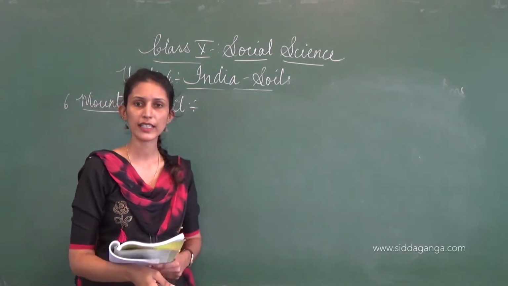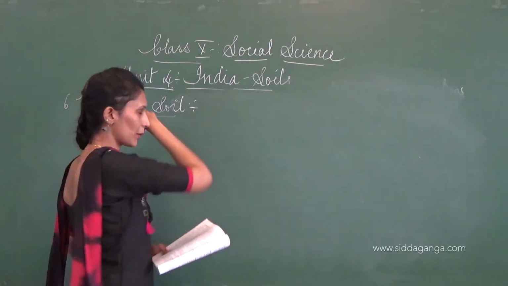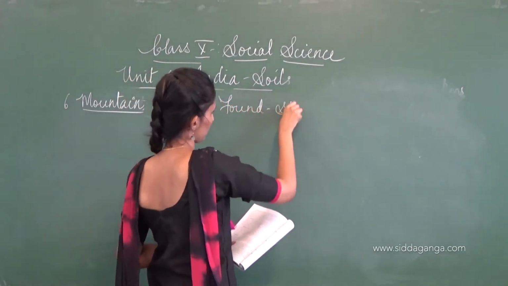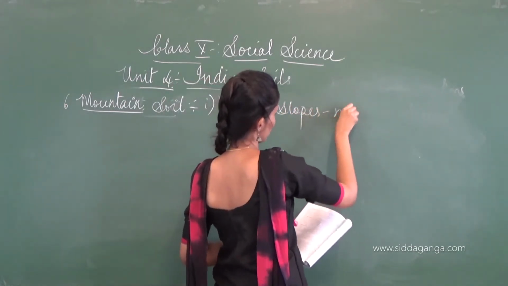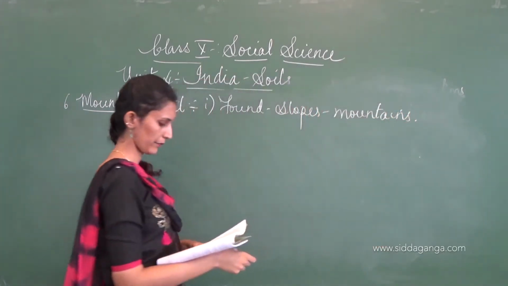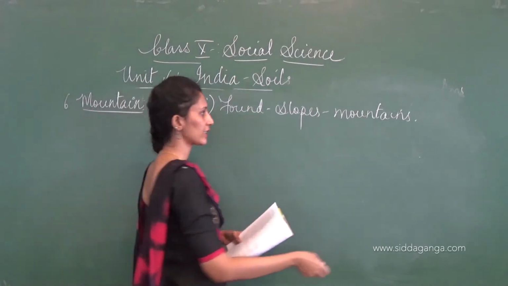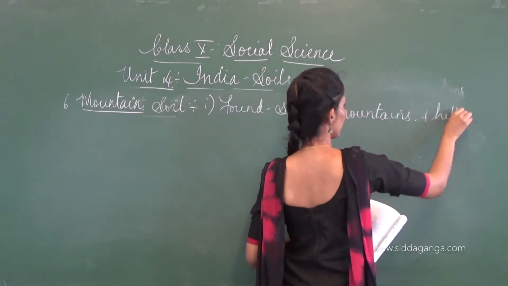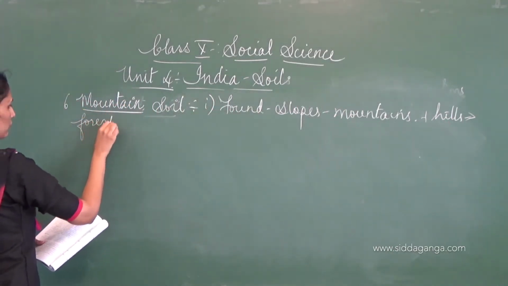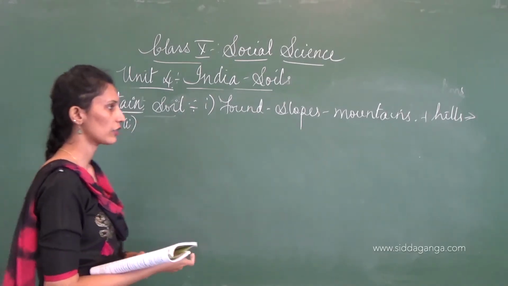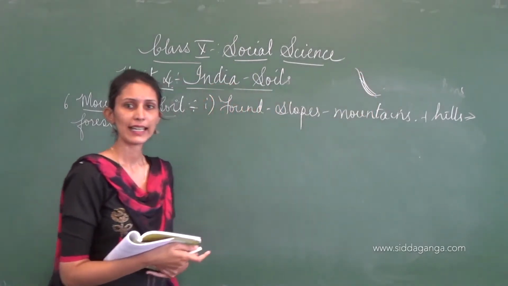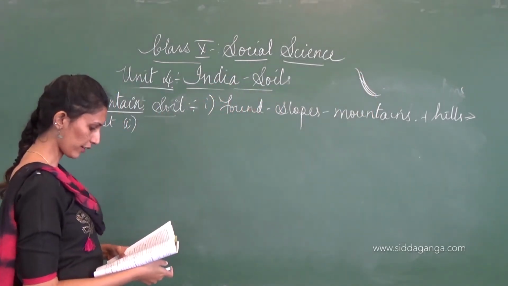Okay, now this mountain soil is found on the slopes of the mountains. Alright, slopes of the mountains as well as the hills that are covered by forest. So this soil is found on the slopes of the mountain. This is the slope. Okay, slopes of the mountains and hills where there is forest.